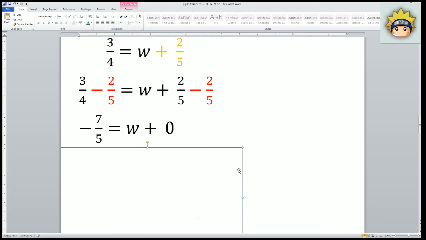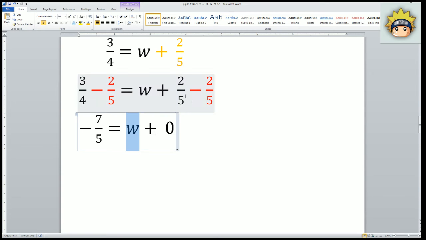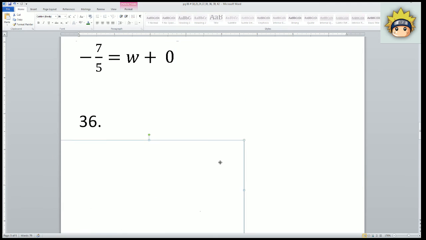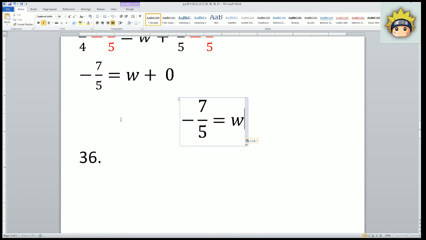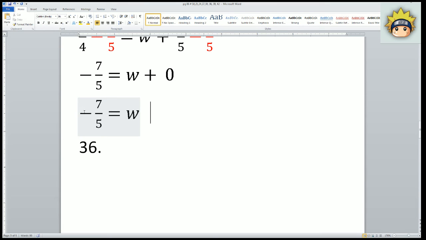Okay, doing some fractions. 3 over 4, subtract 2 over 5, that gets you 7 over 5. That gets you your w, right? And this becomes your 0. So the answer for that one should be w. Okay, I can even write that for you if you want. It is 7 over 5 equals w.